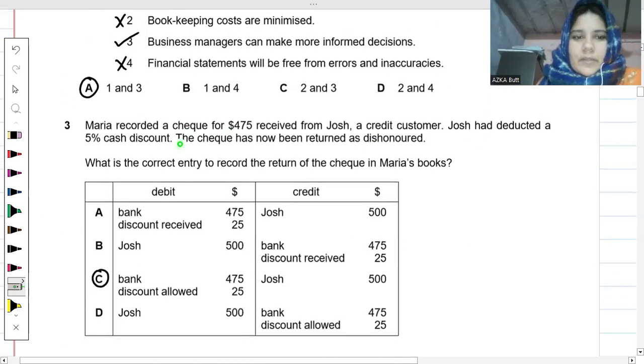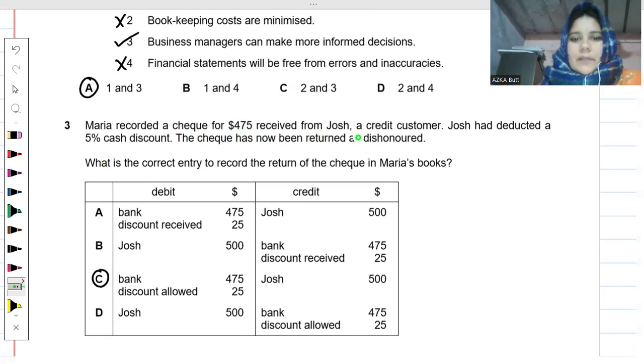Okay, so in question number 3, Maria recorded a check for 475 received from Josh, a credit customer. Josh had deducted a 5% cash discount, and the check has now been returned as dishonored.